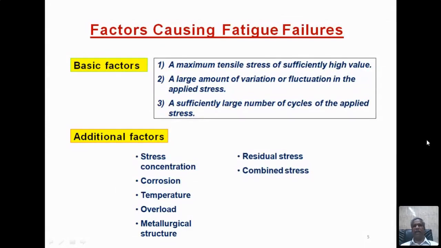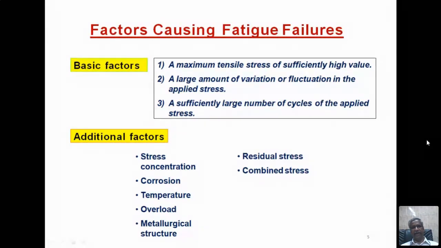So there will be a lot of variation in the load. And not only one variation, one time variation, that variation should be a continuous one. The fluctuating load should be acting on the component continuously. That's why a sufficiently large number of cycles is required. So it will not fail in one cycle, it will not fail in two cycles, it will not fail in three cycles. We'll see what a cycle is.